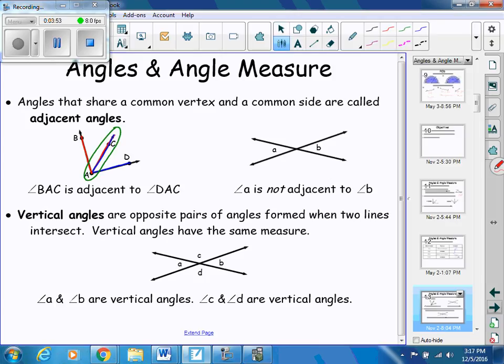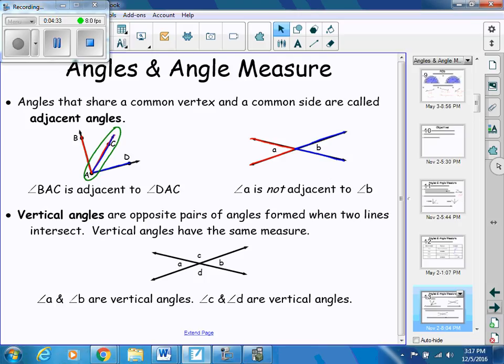Over here, here's angle A, and here is angle B. They have a common vertex here, but they do not have a common side, so that makes them not adjacent. One way to think of adjacent is that they're next to each other. If I was sitting right next to somebody, I would say they are adjacent to me. So angle BAC and angle CAD are right next to each other.